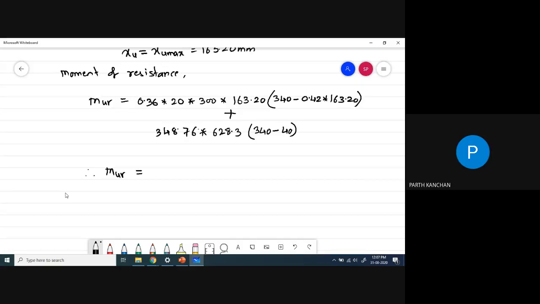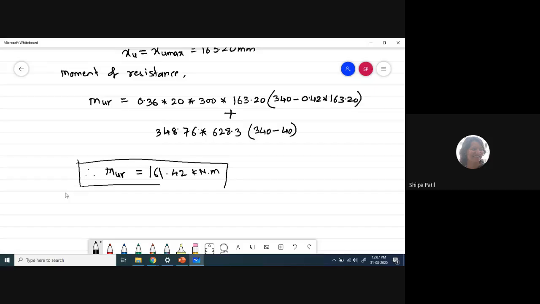161.42 kilonewton meter. Yes, 161.42 kilonewton meter. This is the MUR value. Correct. Is it clear how we have solved the problem now? Guys?